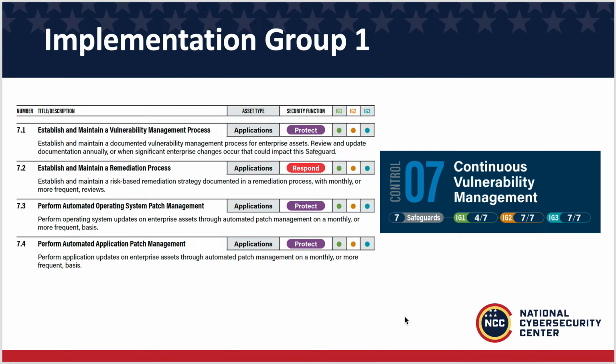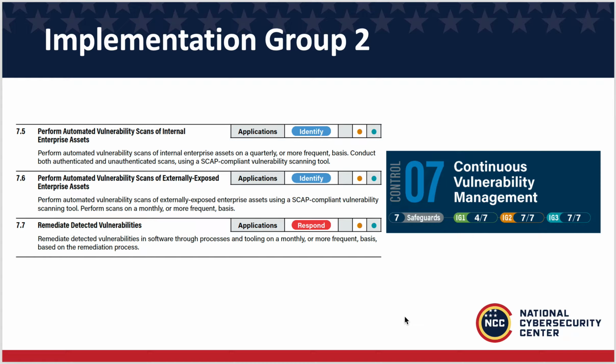Then we're looking at patch management for operating systems and applications. What are your policies around that, and how often are you going through that process? Implementation group number 2, looking at automated vulnerability scans of internal assets and of externally exposed assets. Lastly, here in IG2, remediating detected vulnerabilities.